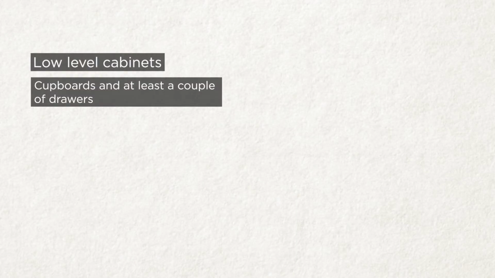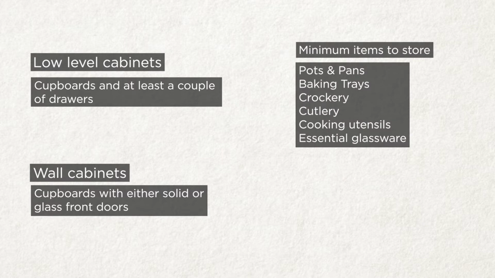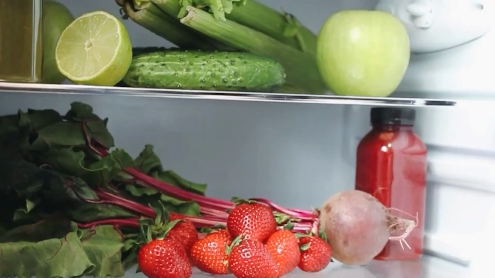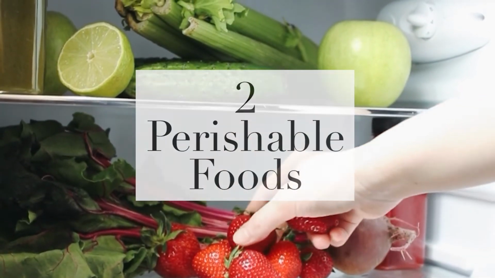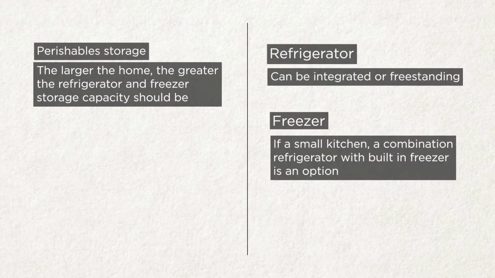Tools and utensils, at the very least, there should be lower cabinets with cupboards and drawers, and wall cabinets to fit in essentials. Tools and utensils can include pans, trays, crockery, cutlery and utensils, glassware, cleaning tools and supplies, and even a vacuum cleaner. A rule of thumb for perishable food storage is how large the home is. For example, a 1-bedroom apartment will need to store much less food than a 4-bedroom family home.